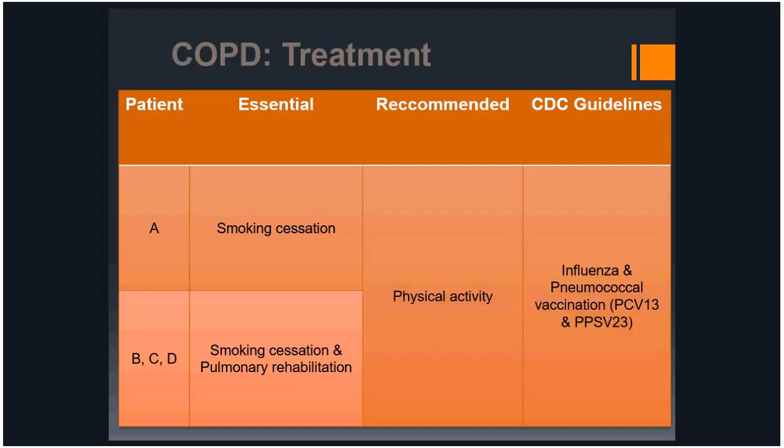And so here is a table that shows some things that are common to all persons. Smoking cessation is extremely important. When it comes to pulmonary rehab, persons in groups B, C, and D, you always want to take that into consideration and make that referral as recommended. Physical activity is something to keep in mind, and also with regards to your influenza and your pneumococcal vaccines.